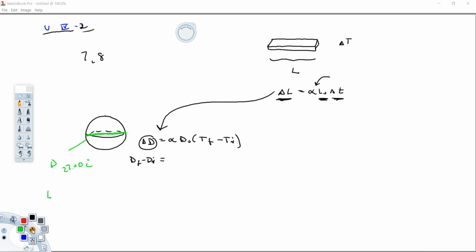Now, formula-wise, the coefficient you can look up, these two temperatures are given, and the only thing left to find is that final diameter right there. So that should get you through number 7.